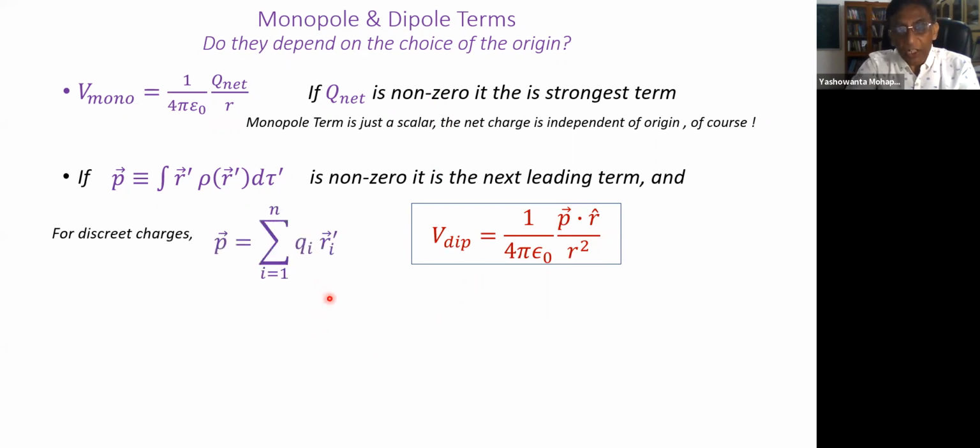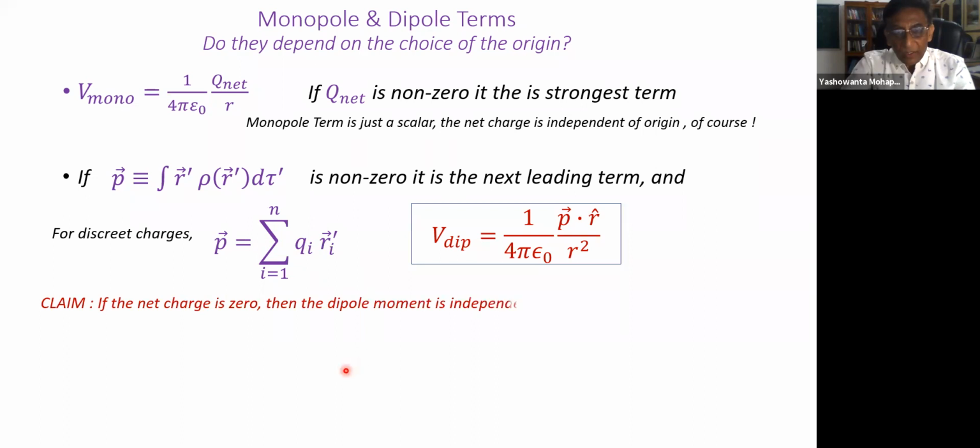Now for discrete charges, we can write this as simply Qi Ri prime, if they're all discrete charges, where they're located, i from 1 to n. Suppose there are n charges, and the dipole moment will simply constitute this sum, the Qi and its location Ri prime. So claim, I'll just leave it at the claim for the moment.